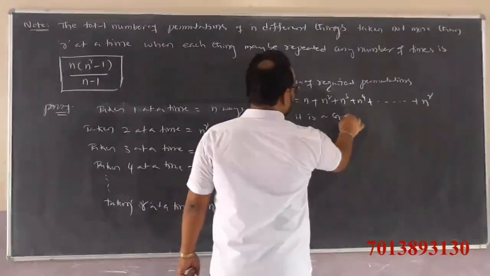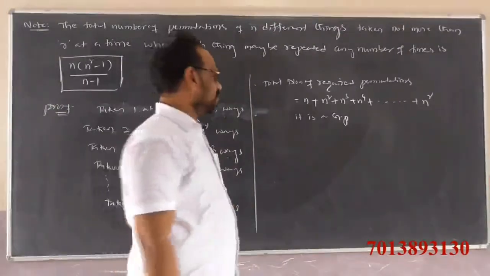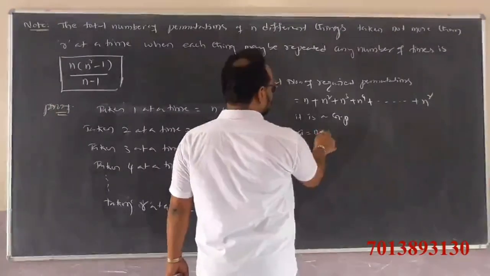It is a geometric progression. Clearly it is a geometric progression. The first term a is equal to how much? First term a is equal to n.